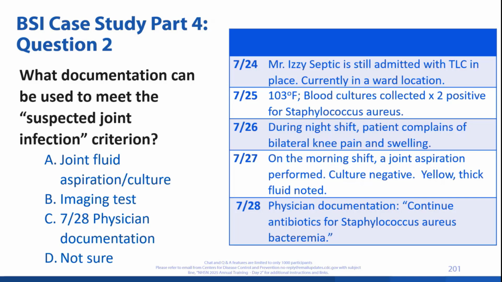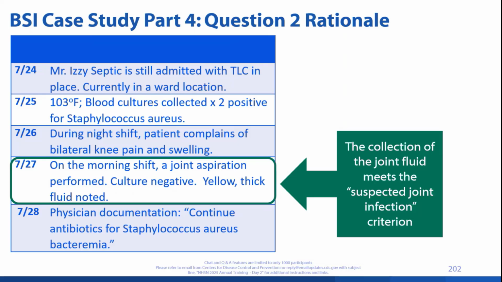LaTasha, we're seeing mostly A's right now. Maybe a C here or there, but now I'm seeing definitely more A's. Yep. Awesome. So if you selected A, joint fluid aspiration and culture, you are correct. So let's look at the rationale.